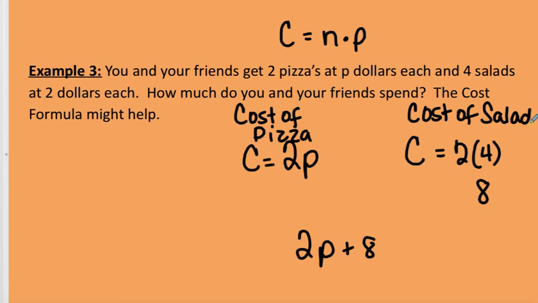So together, I'm going to call this cost 1 and cost 2. Your total cost, I'm going to call that cost total, equals 2P plus 8.